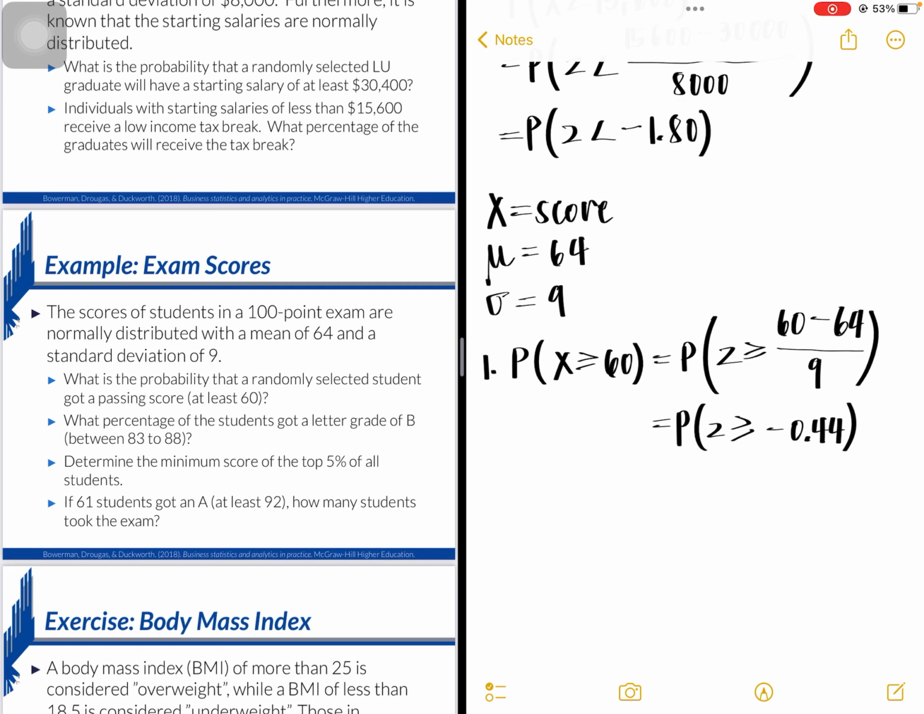Another approach is to get the probability, or the area to the right of negative 0.44 using the R function in the calculator. So using R and then inputting negative 0.44 as the z-score, you will also get the same probability, which is 0.67003. So the probability that a randomly selected student got a passing score of at least 60 is 67%.